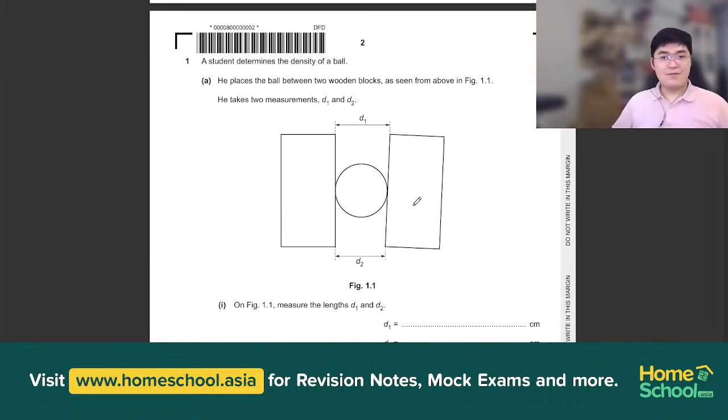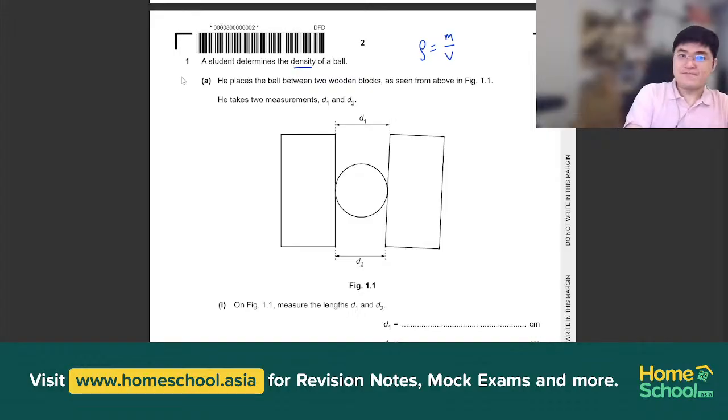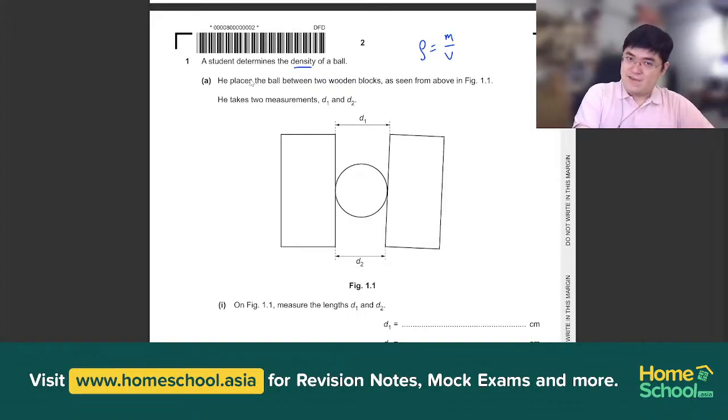All right, so let's go to question 1. A student determines the density of a ball, right? Density, rho, is equal to the mass of the object divided by the volume. So he places the ball between two wooden blocks as seen from above in figure 1.1, and he takes two measurements, D1 and D2, as you can see over here.